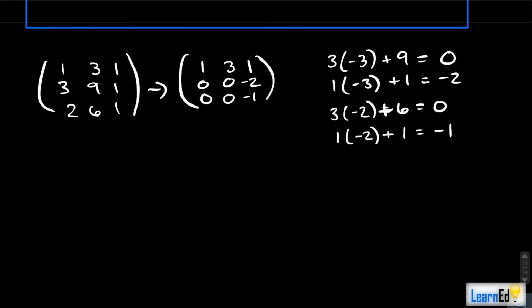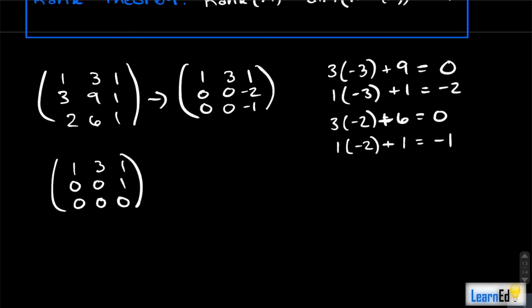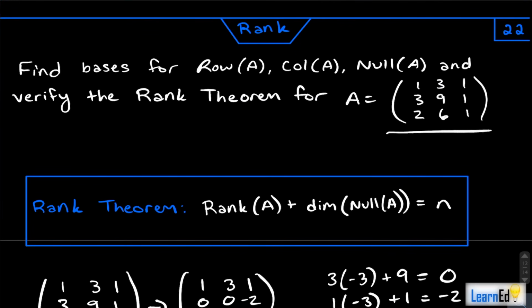So now you can see that the second row and the third row are scalar multiples of each other. So we can just scale down the second row and zero out the third row. In which case, we have this in row echelon form. So we can now find the basis for the row space, and we can actually use this matrix. We don't have to go back to the original matrix like we did with the column space.